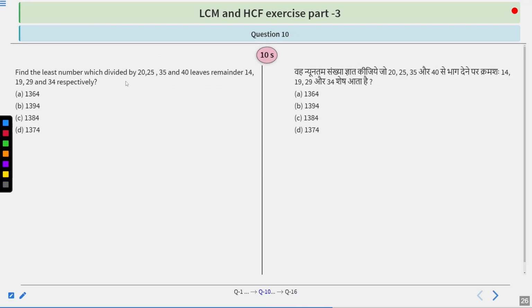Find the least number which divided by 20, 25, 35, and 40 leaves remainders 14, 19, 29, and 34 respectively. And options are given to us: 13,064, 13,094, 13,084, or 13,074. These are the four options, and I'm giving you 10 seconds to find out the correct answer. After that, I will do the solution.